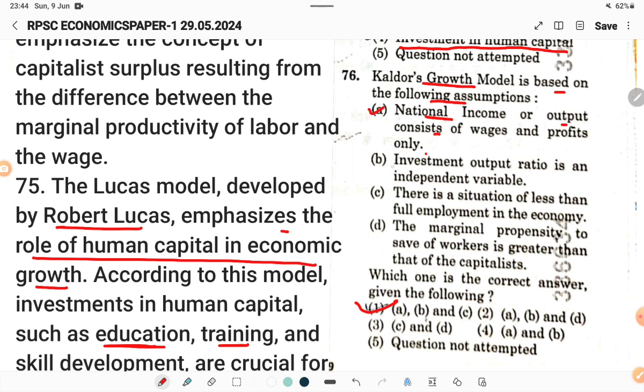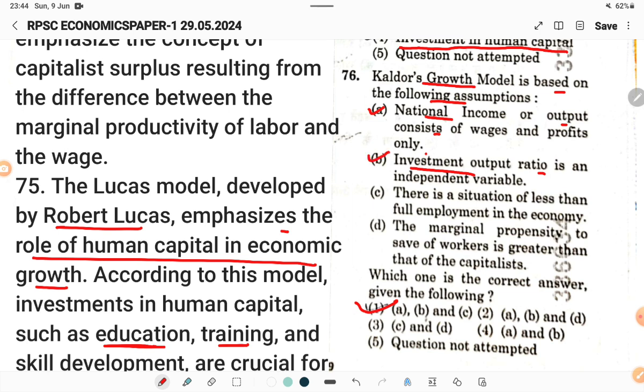Now the next assumption: investment output ratio is an independent variable. In Kaldor's growth model, the investment output ratio is treated as an exogenously given independent variable. This means that it is determined outside the model and influences economic outcomes such as the rate of economic growth without being directly affected by other variables within the model. So this assumption is also correct.